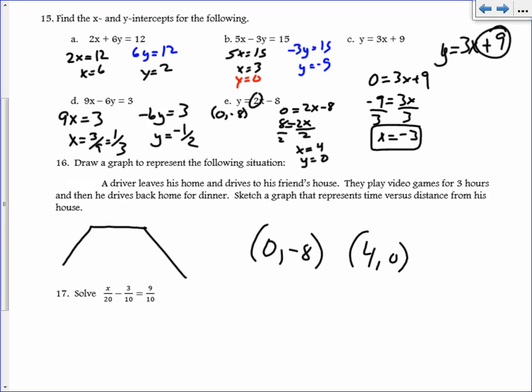Time versus distance from his house. So as time was going this way, what was happening to the distance from his house? It was getting bigger. Then it reached a point where he stayed for 3 hours.